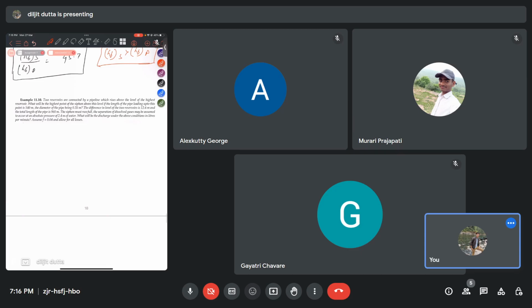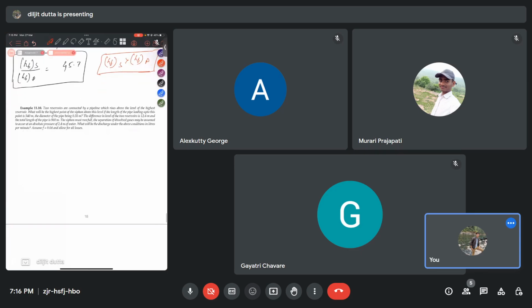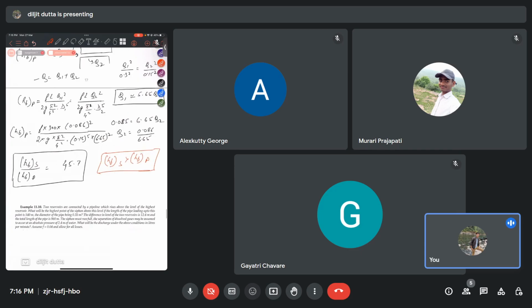Okay, I hope this is clear. Let's go to the next question. If there are any doubts, you can ask me. I am not doing the detailed calculations here, you can do it simply using a calculator. I am just showing the concept behind solving this problem.